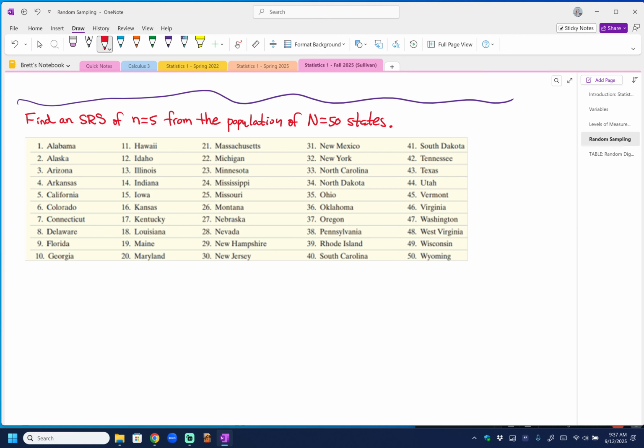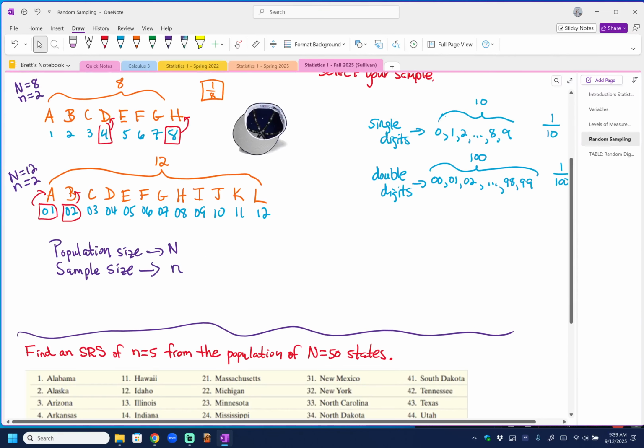Okay, so remember the process of selecting an SRS. The first thing we must always do is number our population. In this scenario, it looks like we have states that are in alphabetical order. We also have them numbered already, but there's a major issue. If you were following along with the lesson, you can see that 9 of these numbers are single digits, and the remaining 41 are double digits. That is not allowed, for the same reason as the explanation over here. These will obviously have different probabilities of being selected.